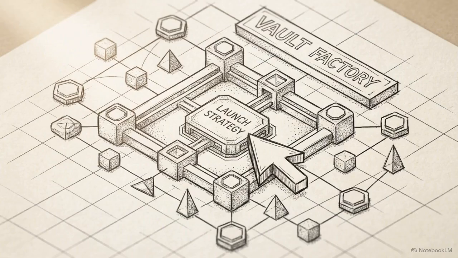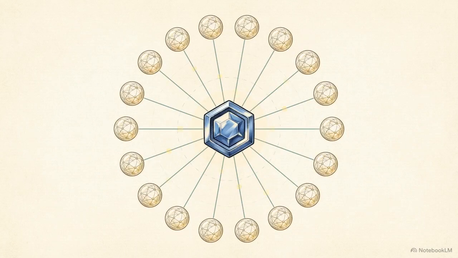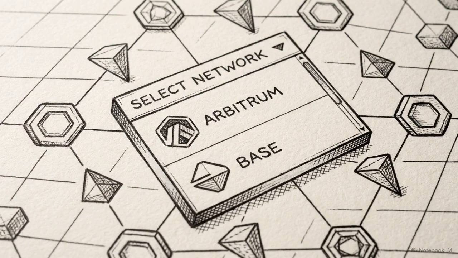To begin, access the Vault Factory and select Create Your Vault to initiate the deployment. Lagoon is chain agnostic, supporting deployments across more than 18 different Ethereum Virtual Machine, or EVM, networks. EVM networks are blockchains, like Arbitrum or Base, that use the same software environment as Ethereum to execute smart contracts.